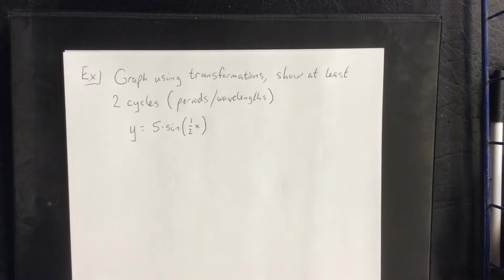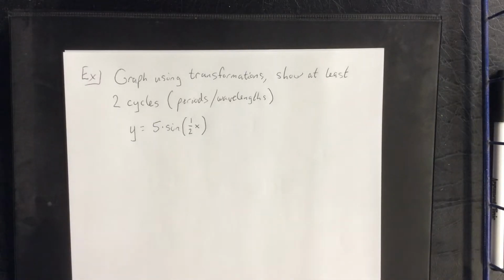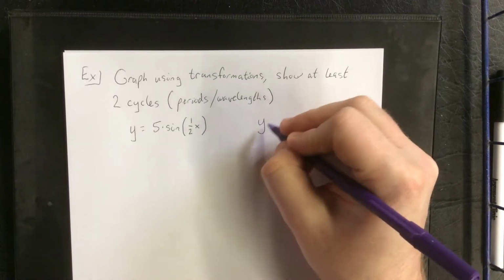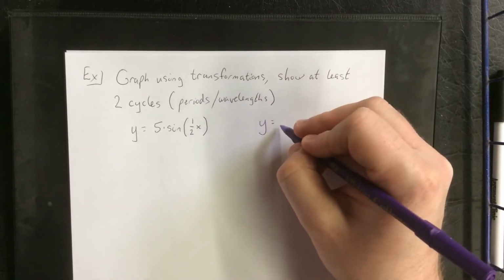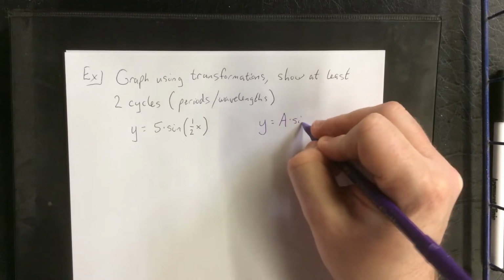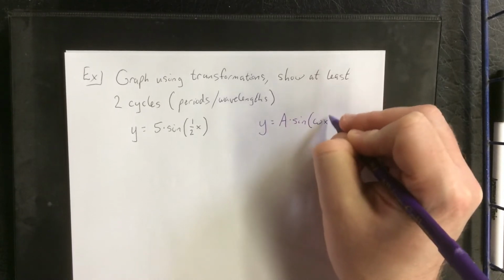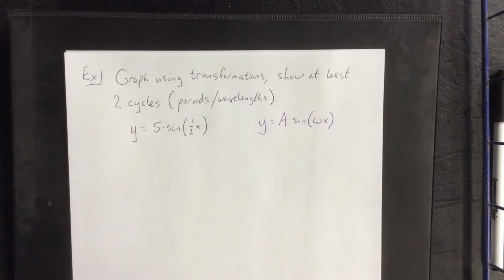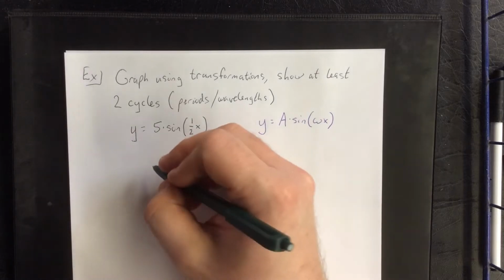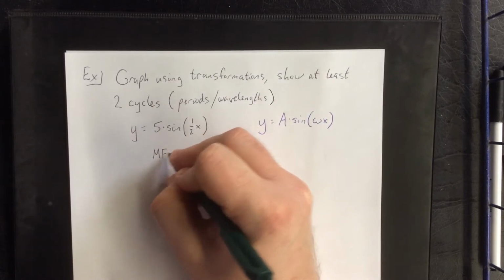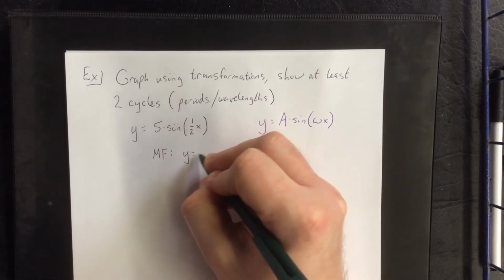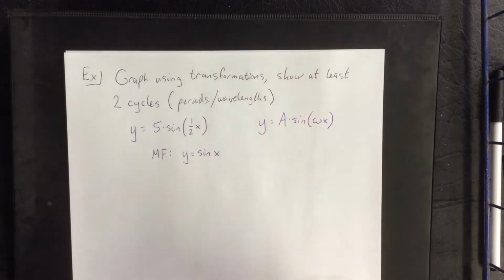So let's take a look at an example where we're actually going to be graphing one of these using transformations. We're going to take a look at y equals 5 times the sine of 1/2 x. Relating this to what we saw in our previous video, this is y is equal to a times the sine of omega x. So first thing that we're going to do is identify our mother function. There are only two of them in this section, and in this case I'd be talking about y is equal to the sine of x.